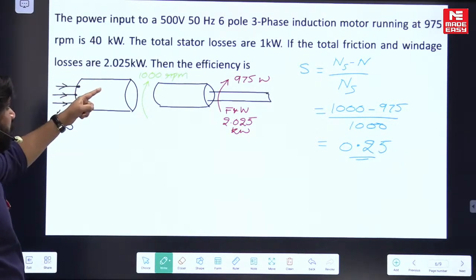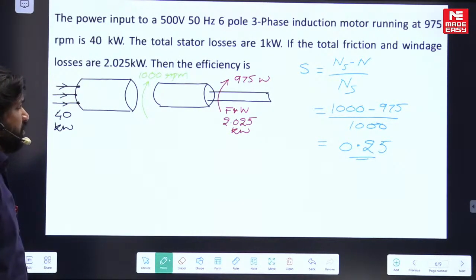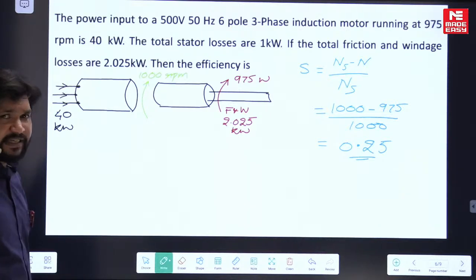The power input to a 500 volt 50 Hz 6 pole 3 phase induction motor running at 975 rpm is 40 kilowatt. The total stator losses are 1 kilowatt. If the total friction and windage losses are 2.025 kilowatt, then the efficiency is.